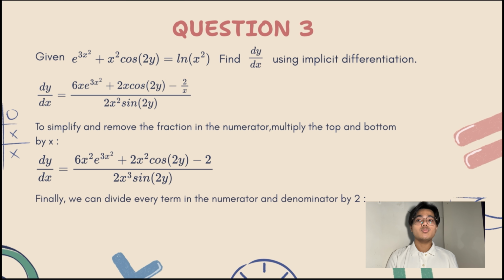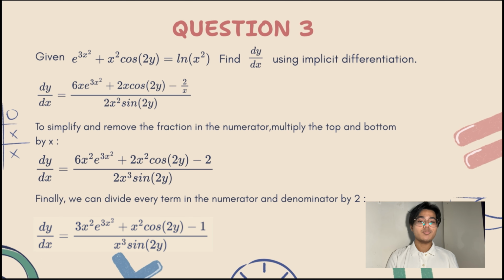cubed sine 2y. So finally, we can divide every term in the numerator and denominator by 2. So dy dx equal to 3x squared exponent 3x squared plus x squared cos 2y minus 2 over x cubed sine 2y. That's all from me.